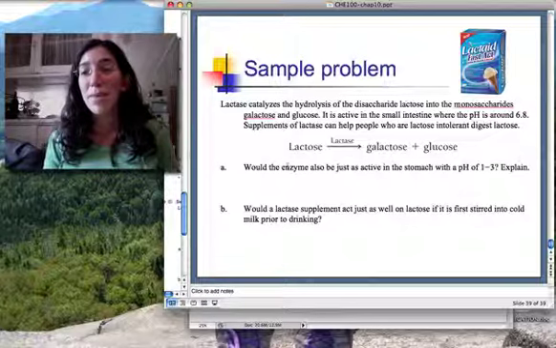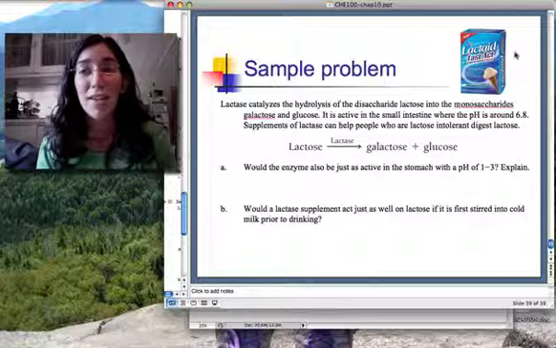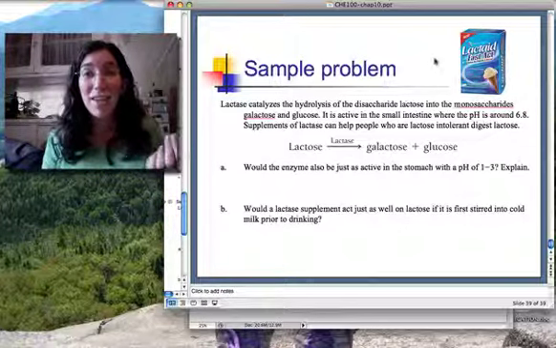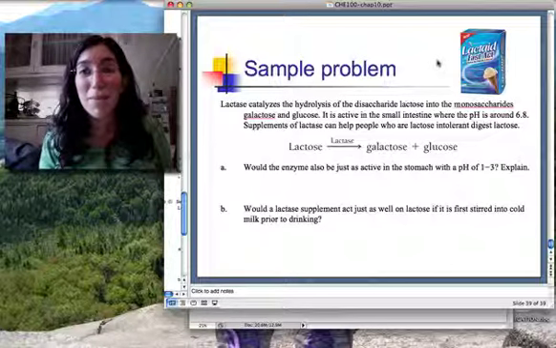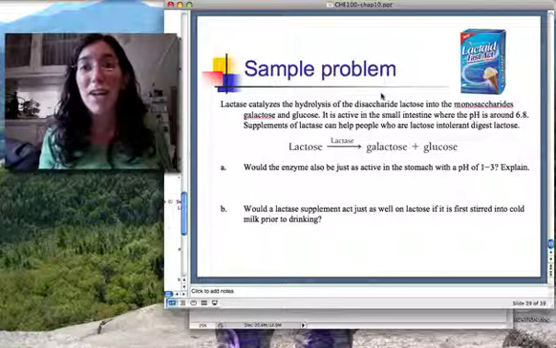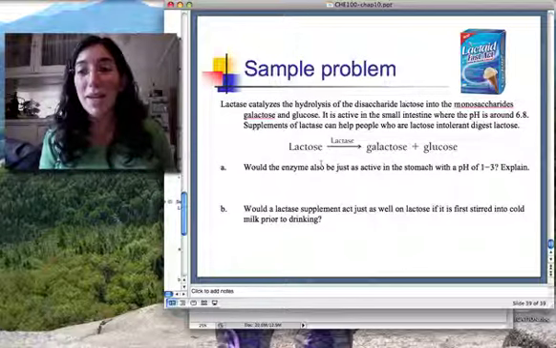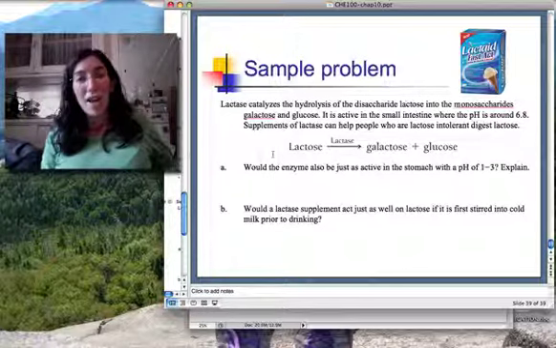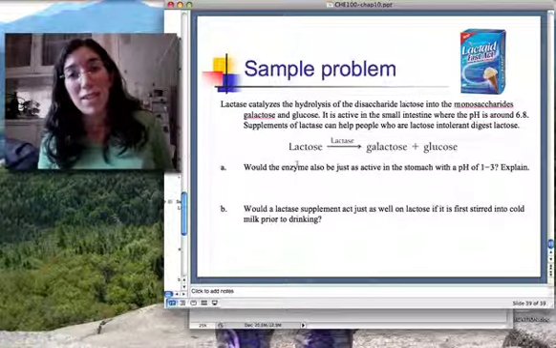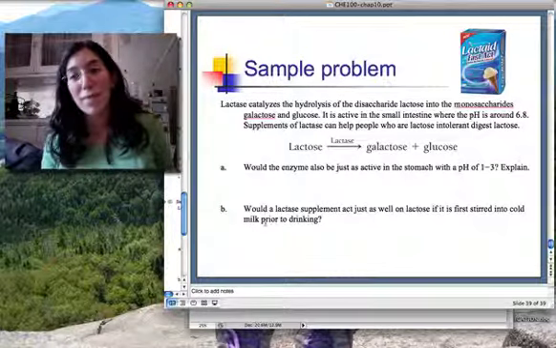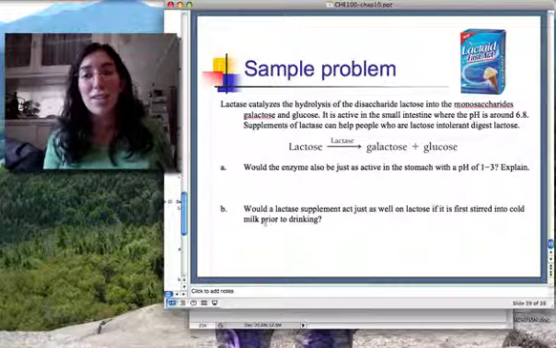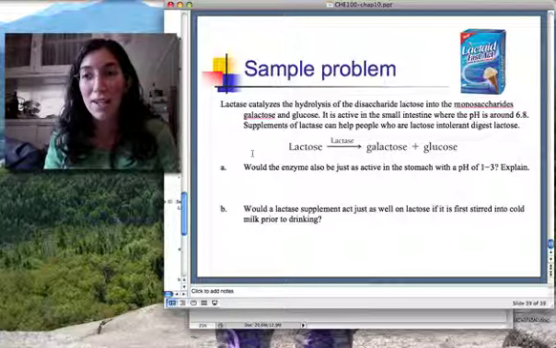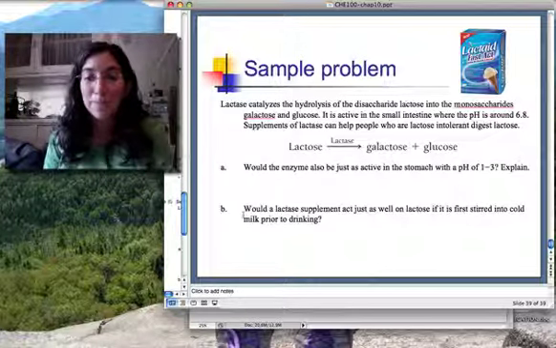So it kind of makes you think too about these pills, because you swallow them and they go into your stomach, right? And they're not going to be active there in the stomach. But once that enzyme moves into the small intestine, then it will be more active, or possibly the capsule degrades in the stomach and releases the enzyme in the small intestine.